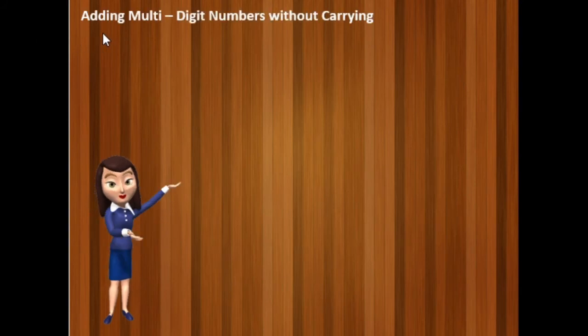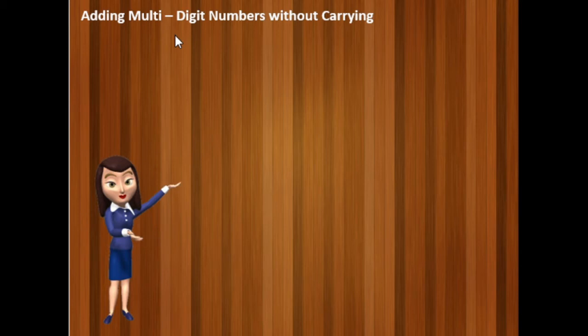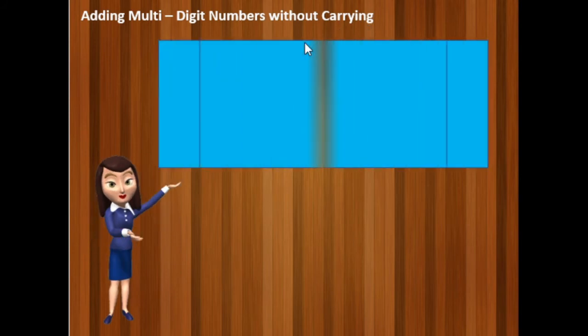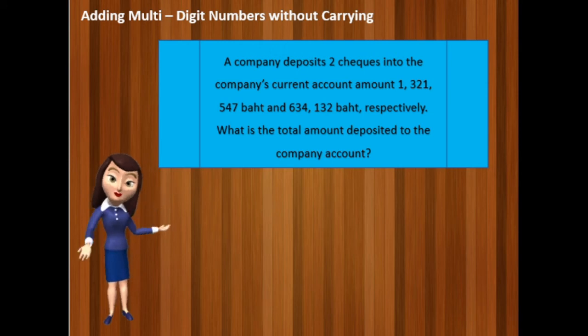Now, we also have to learn how to add multi-digit numbers. Multi-digit numbers means numbers with more than one digit. Adding multi-digit numbers without carrying, giving us the exact sum. Let's read all together.